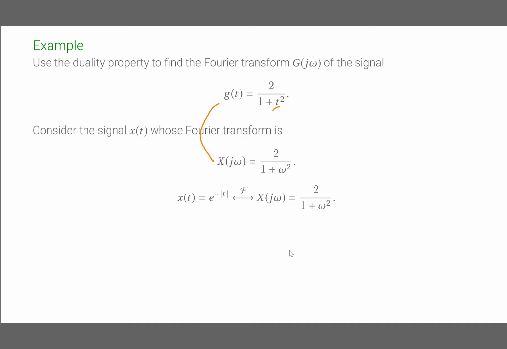So we know from our previous experience that x(t) equals e to the power of minus modulus of t has Fourier transform 2 over 1 plus omega squared. Actually, if you remember, for x(t) equals e to the power of minus a modulus of t, we got the Fourier transform 2a divided by a squared plus omega squared. So using that, we set a equals 1 to get this.